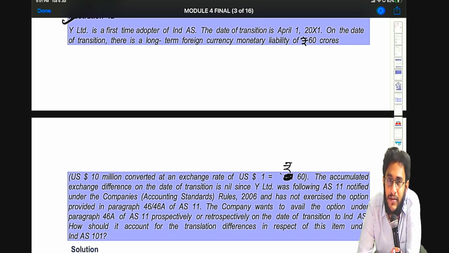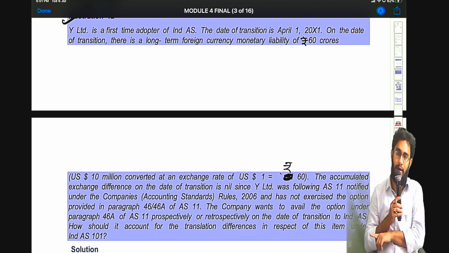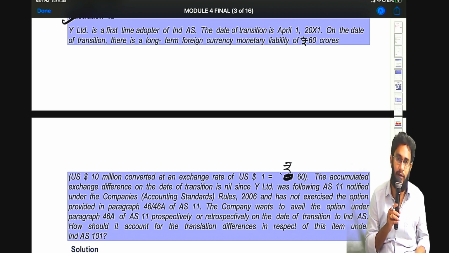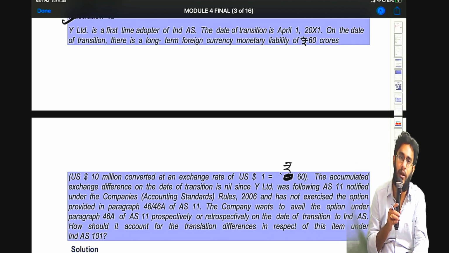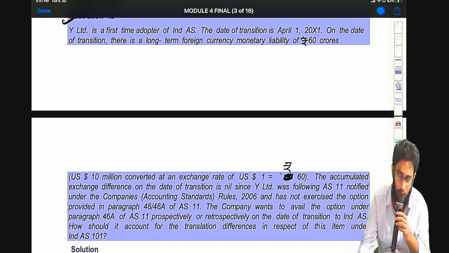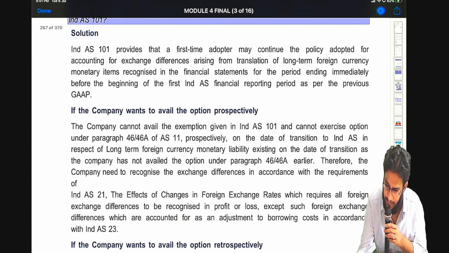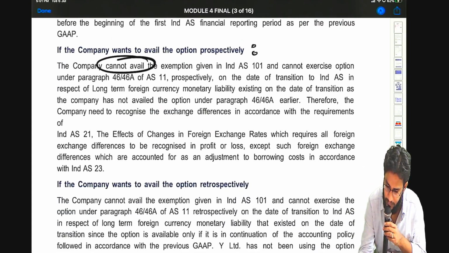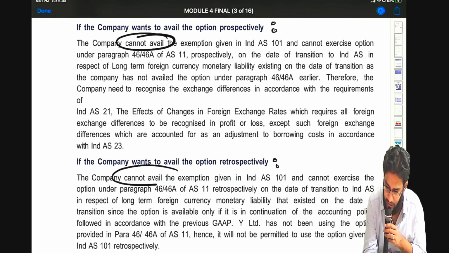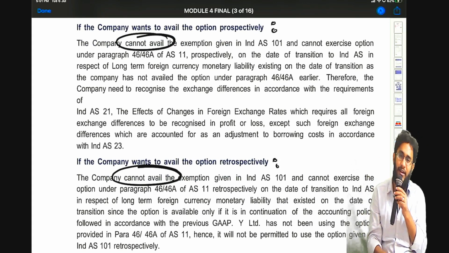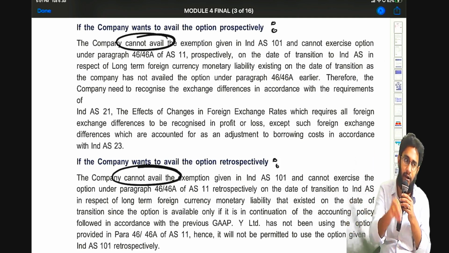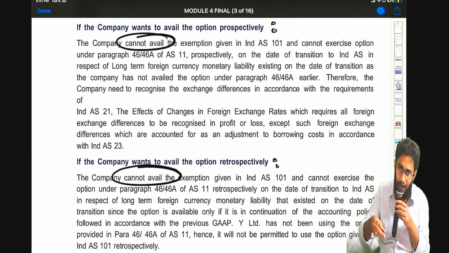What the standard allows is, if you are already following 46-46A in the past, then I will allow you to continue that in future also, only in respect of that monetary item. You cannot change your option today and come to 46-46A. That is not possible, either prospectively or retrospectively. If they want to avail prospectively, cannot avail. If they want to avail retrospectively, cannot avail. So this exemption is, you cannot freshly select 46-46A. If you already have, then you can continue that. If you have already selected that for any monetary item, you can continue to apply that. You cannot now come into 46-46A.